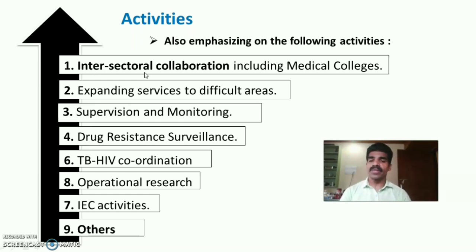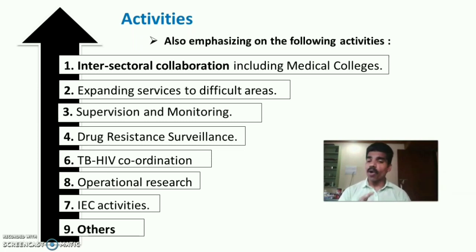Then the second activity was expanding the RNTCP services to difficult, rural or remote areas for the detection of cases and treatment of TB patients. Then supervision and monitoring of the activities of the health workers under RNTCP. The fourth activity was drug resistance surveillance: conducting a survey to identify tuberculosis patients who have resistance to particular drugs. Then the sixth activity was TB HIV coordination: early detection and proper treatment of HIV or AIDS patients who have co-infection with TB.